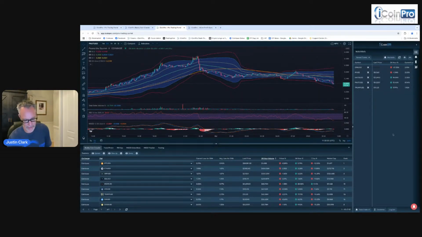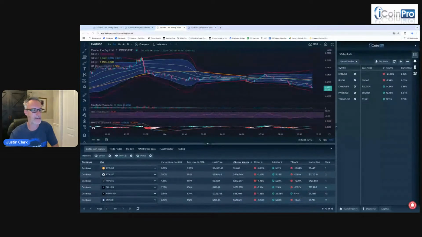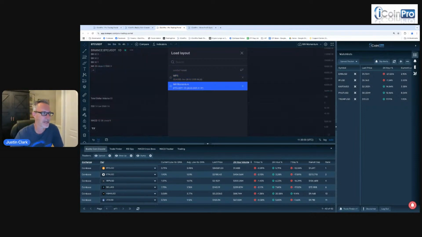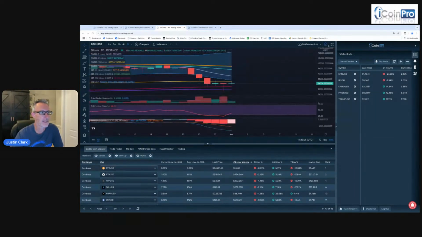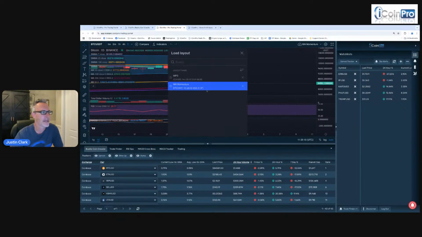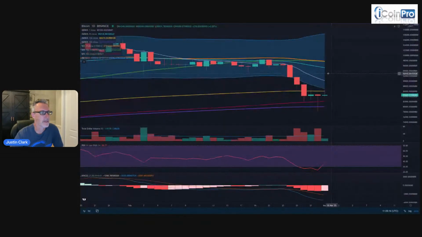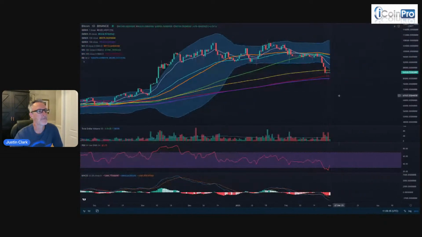I'm over here in the iCoinPro trading portal. This is our custom software that only we have. We built this from the ground up to trade our strategy. You click on that little caret right there, and then click on load chart layout, and that'll bring up the MA Momentum chart setup. So for those who are total noobs here, these red and green things are called candles.